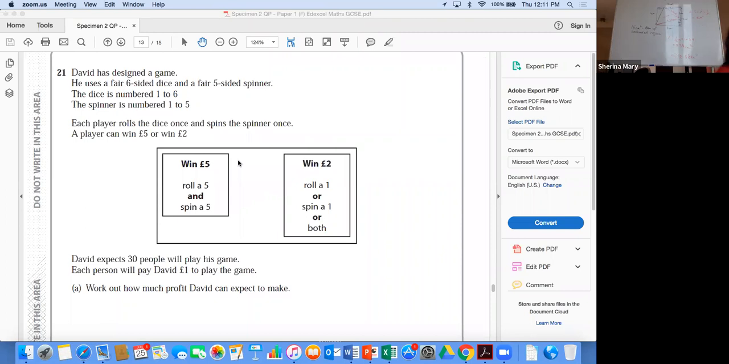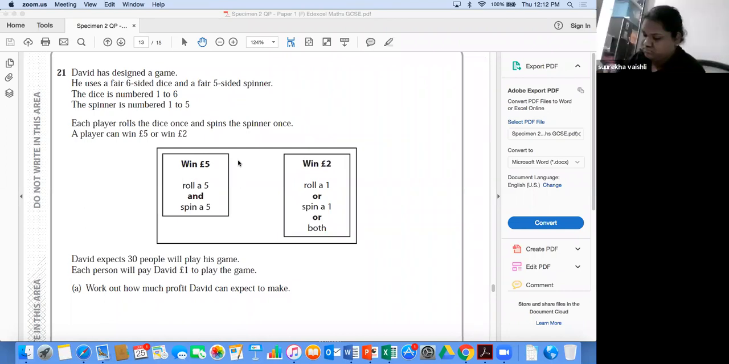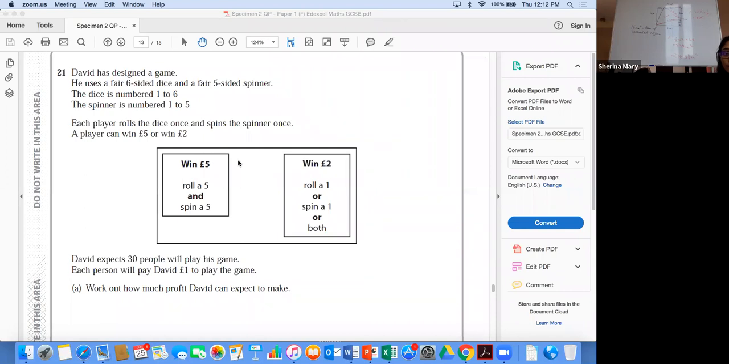Okay. David has designed a game. He uses a fair 6-sided dice and a fair 5-sided spinner. The dice is numbered 1 to 6. The spinner is numbered 1 to 5. Each player rolls the dice once and spins the spinner once. A player can win 5 euros or win 2 euros. So that's the condition given.